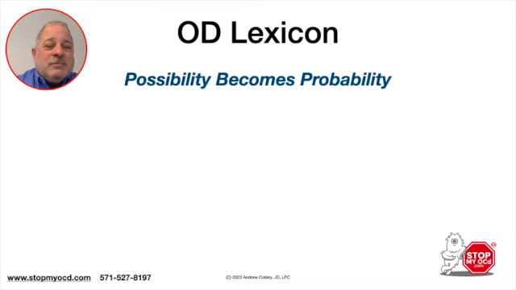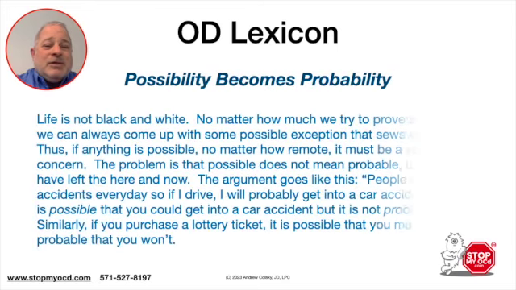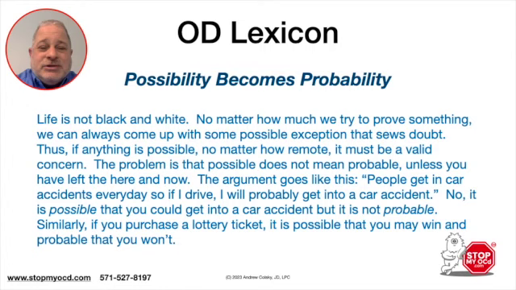Next one, possibility becomes probability. This one is huge, and I see this all the time. Life is not black and white. Even though OCD wants us to find black and white, we never can and never will, which is why it's the doubting disease. No matter how much we try to prove something, we can always come up with some possible exception that sows doubt. Thus, if anything is possible, no matter how remote, it must be a valid concern, is the way our thinking goes.